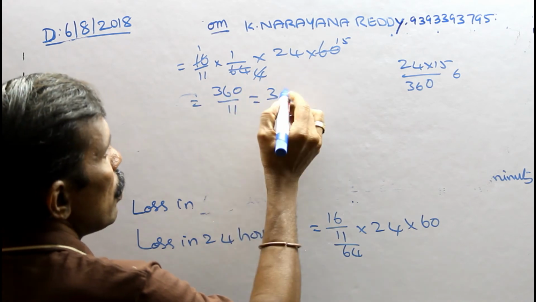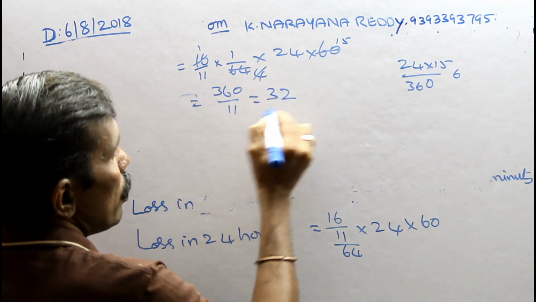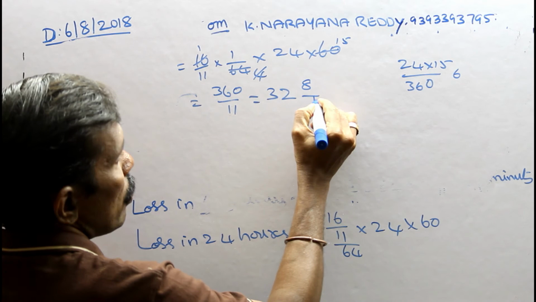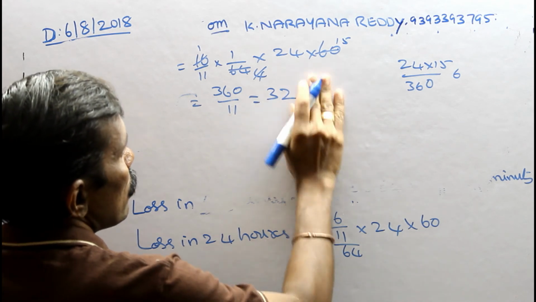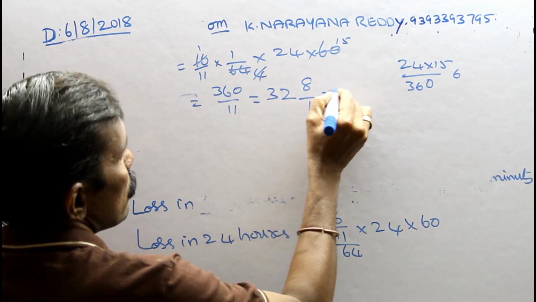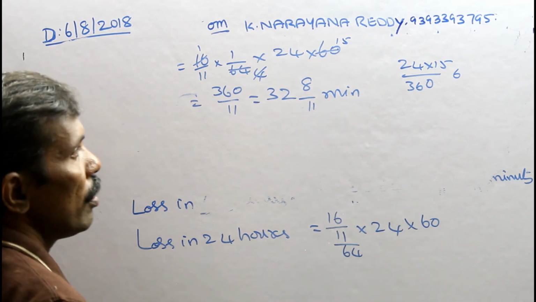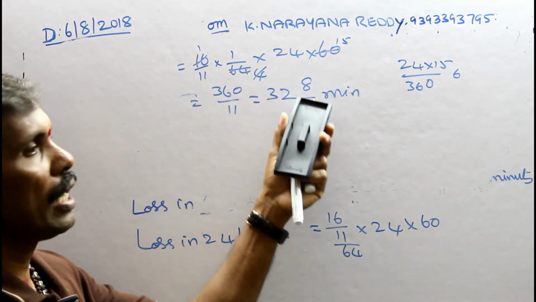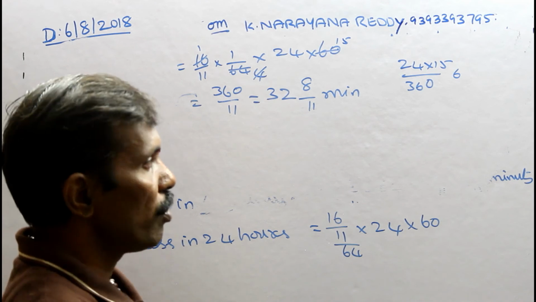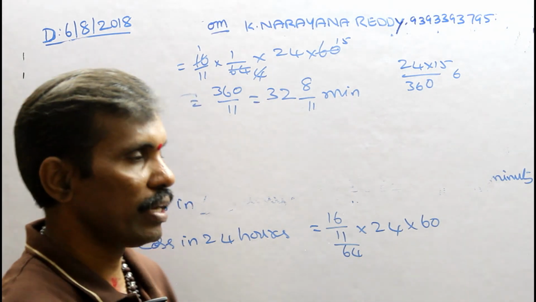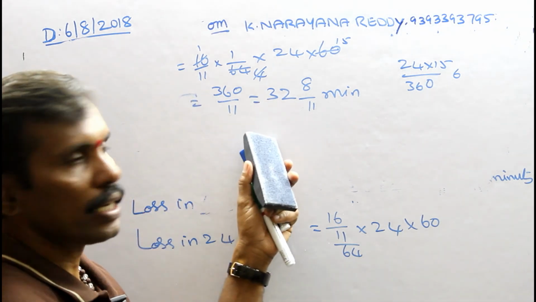3 remains. 3 2 ja, 8 by 11. This is loss. This many minutes will be loss: 32 8 by 11 minutes will be loss if those hands coincide for every 64 minutes. This is the required answer.